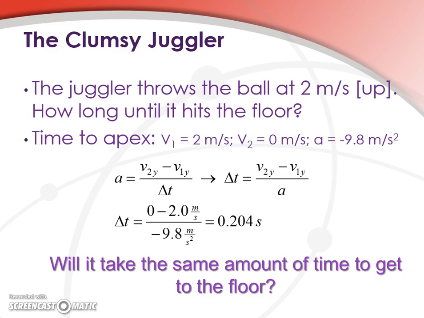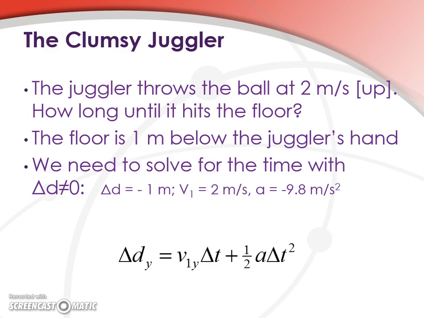We can figure out the time to the apex, and that's simply our case of using the acceleration to get v2. We know v2 equals 0. We know v1 equals 2 meters per second. We can calculate the time it'll take to get to the apex. That's not a problem. The problem is that it won't take the same amount of time to get to the floor because the distance is different. So how do we solve this?